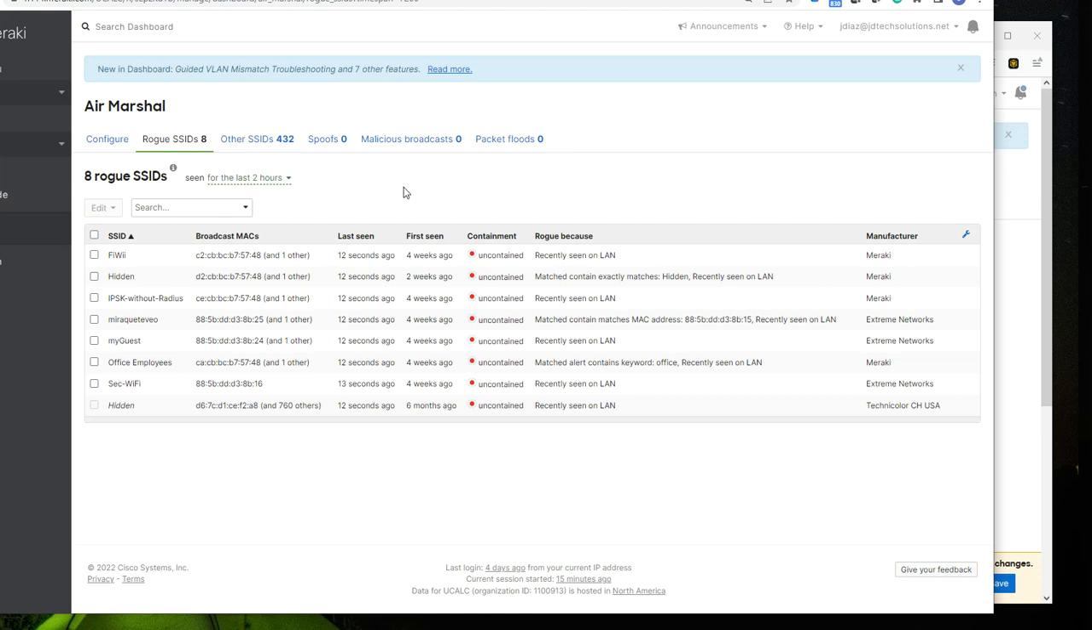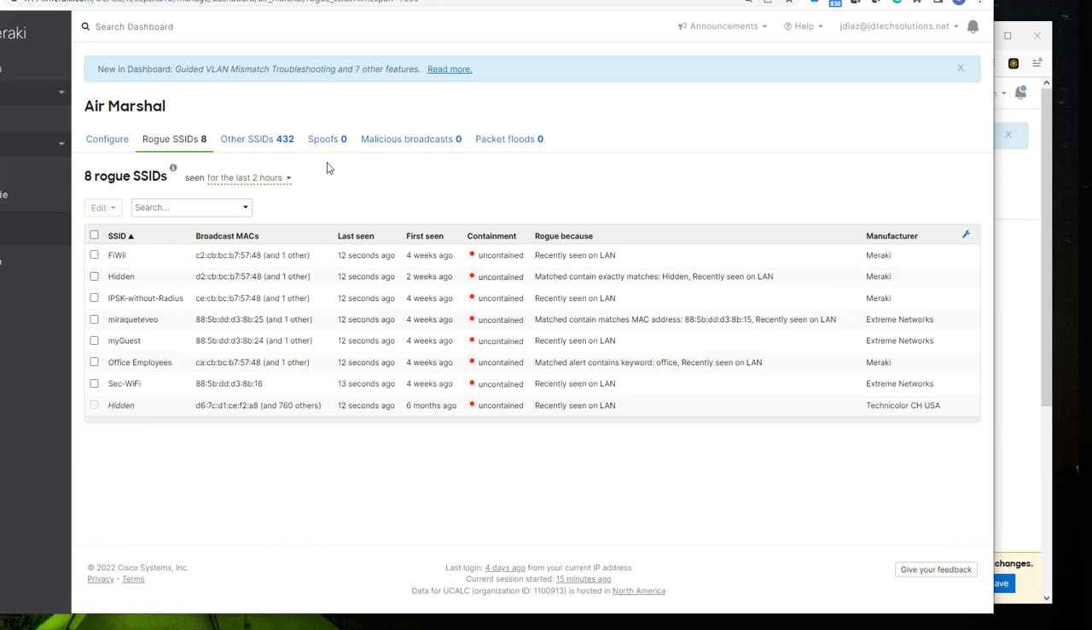Rogue SSIDs are SSIDs that are connected to your network. Perhaps someone connected an unauthorized access point to your LAN, and that device, that access point or wireless router, is broadcasting an SSID coming out of your network that is not authorized by you. That's going to be classified as a rogue SSID. Other SSIDs is exactly what it means, is what the access points see around. There's not much you can do about it because it's just the wireless signal traveling from other locations and coming over to your area or being detected by your access points.